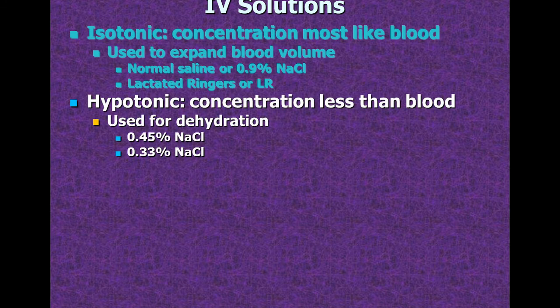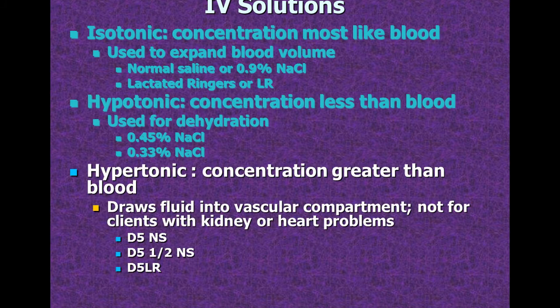Hypotonic solutions provide free water and treat cellular dehydration. Promote elimination via the kidneys. It is less concentrated of solutes than blood. An example of this would be 0.45% sodium chloride. And finally, hypertonic solution has a concentration greater than blood. This draws fluid into the vascular compartment, and it's not for clients with kidney or heart problems. An example of this is D5NS.